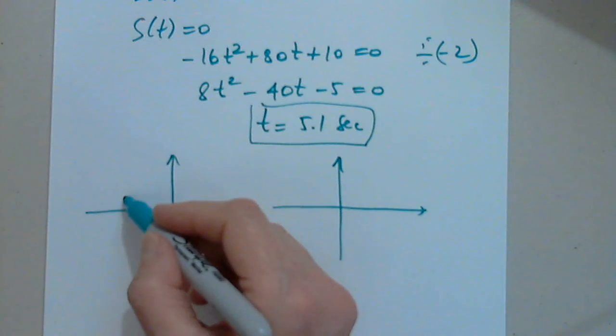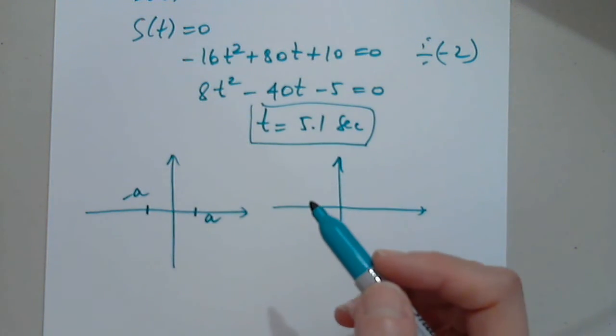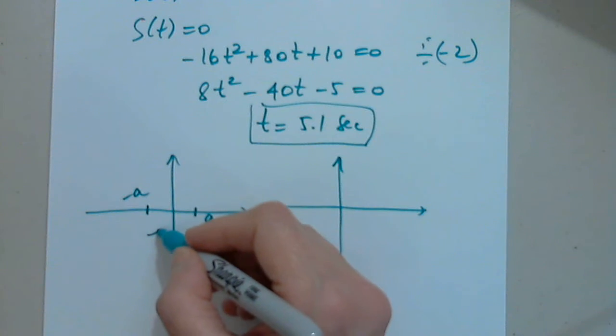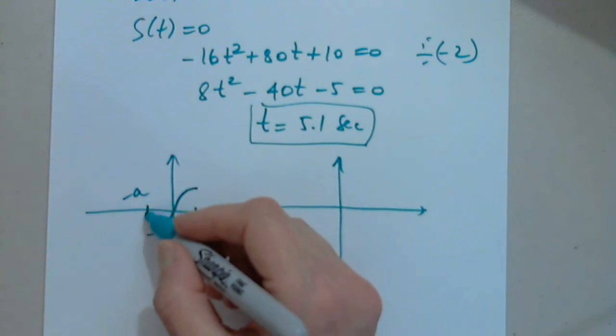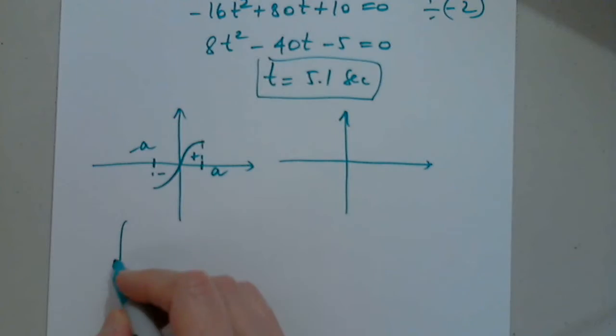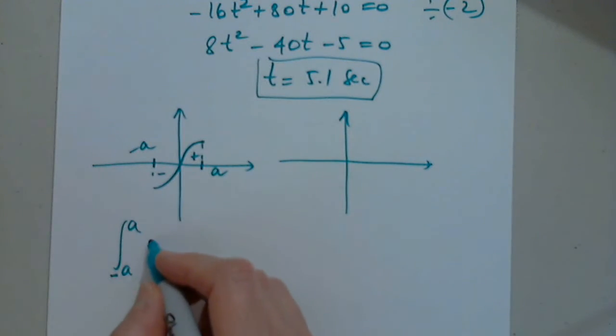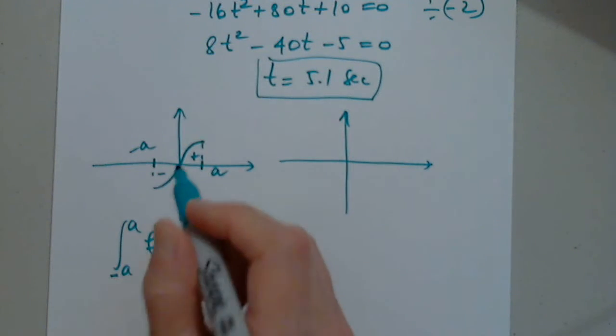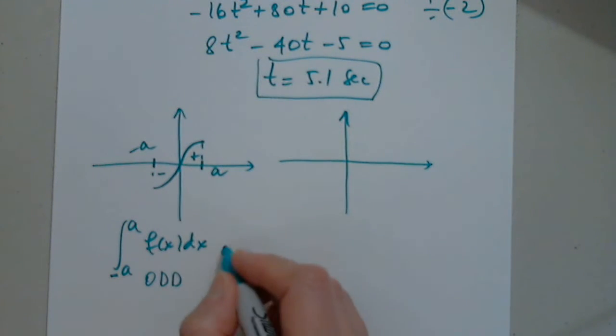If the interval is symmetric, let's say between negative a and a, and I have an odd function, these two areas are identical. So the integral from negative a to a of f of x dx, if the function is odd, the answer is 0.